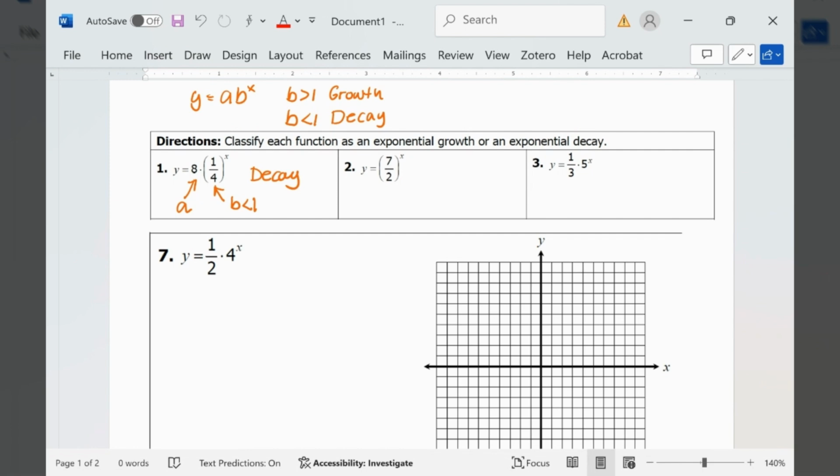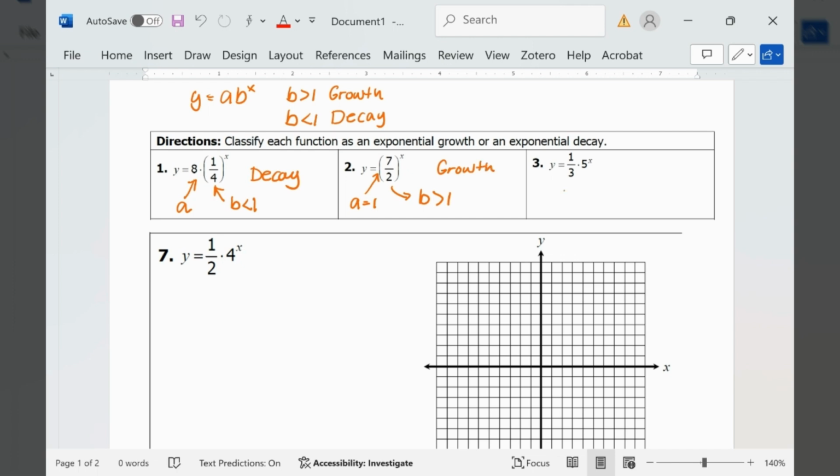Okay, now question number 2. Looks like there's no a, but this is an imaginary 1. So your a is imaginary 1. But your b is greater than 1. Well, 7 over 2 is like 3 point something, okay? 3.5, no? 7 over 2. So it means this is growth.